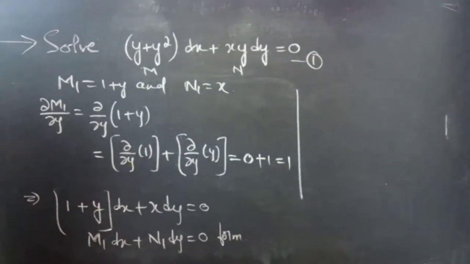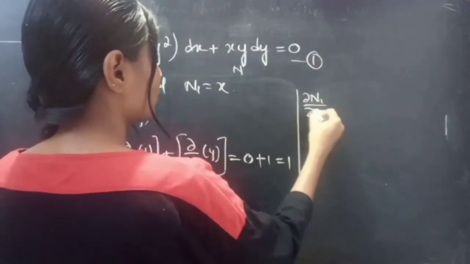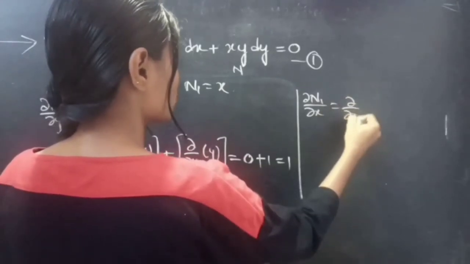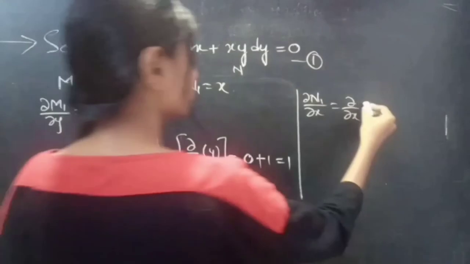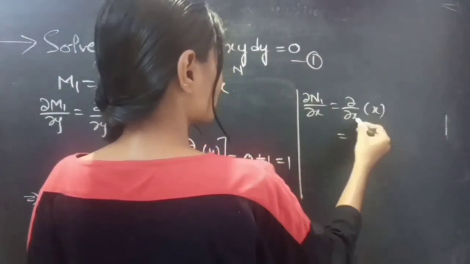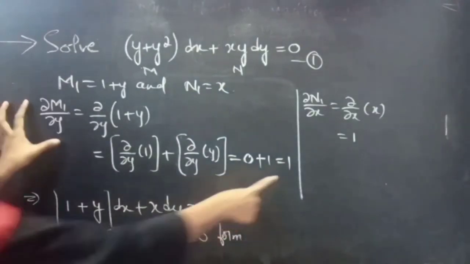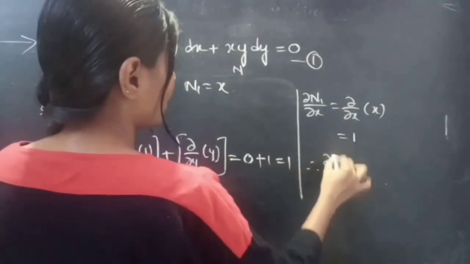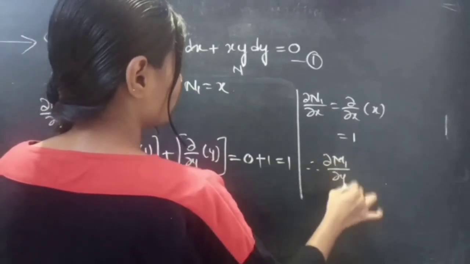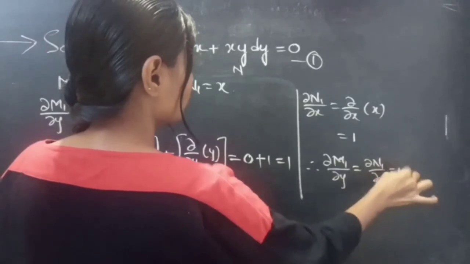Now let's find the partial derivative of N1 with respect to x. Partial derivative of N1 with respect to x equals ∂/∂x of x, which is the partial derivative of x with respect to x, which is 1. So from these two we can say that the partial derivative of M1 with respect to y is equal to the partial derivative of N1 with respect to x, equal to 1.